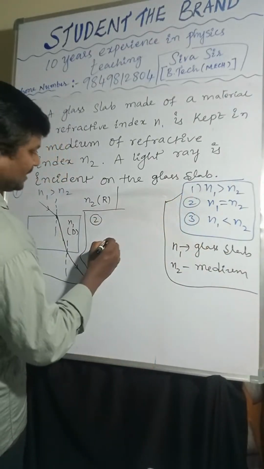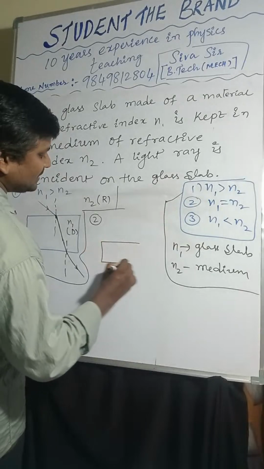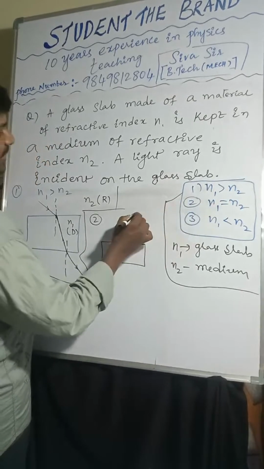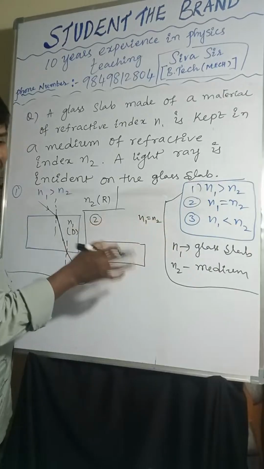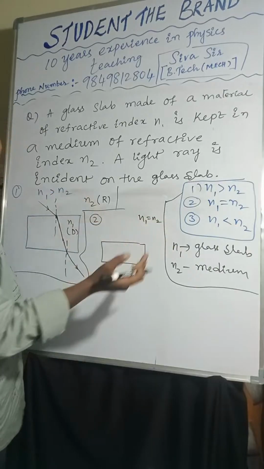So we'll say the next one. Here you can see the refractive index: N1 equal to N2 means both the mediums' refractive index is the same.